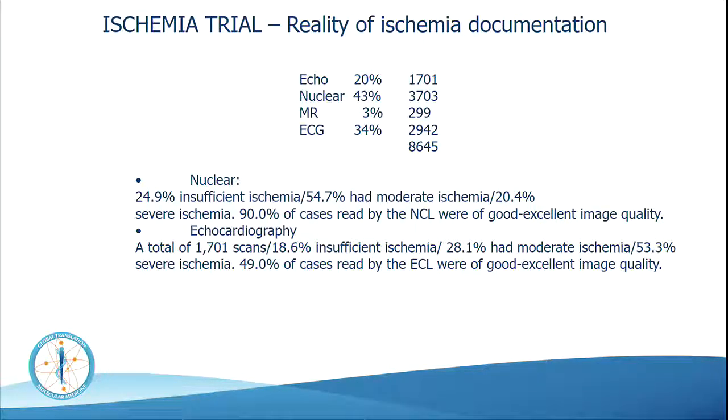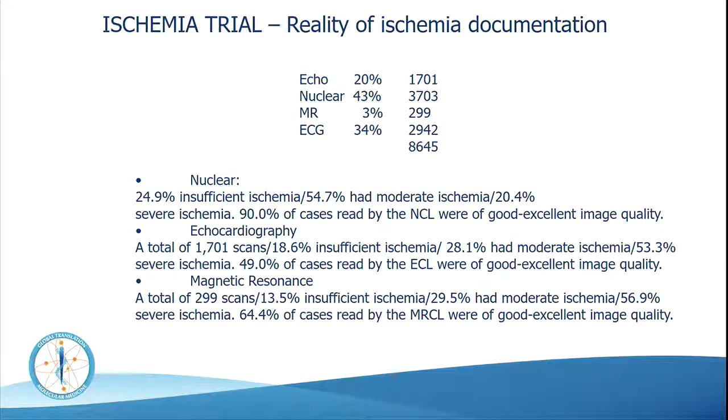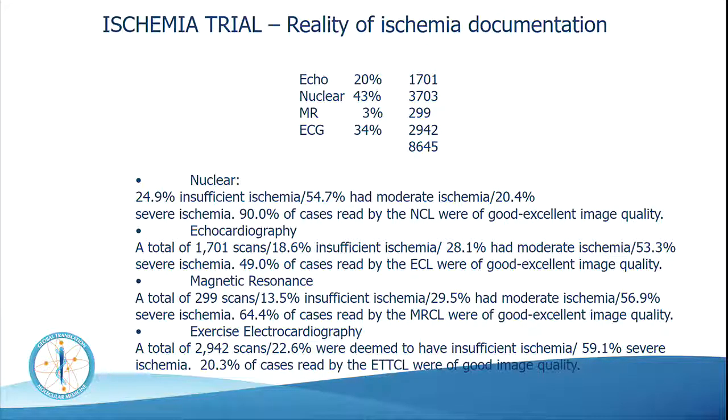From echo, 18% insufficient ischemia, 28% moderate ischemia, 53% severe, 49% read by the echo core lab as good or excellent quality. MR, 13% insufficient ischemia, 29% moderate ischemia, 57% severe ischemia, 64% read as good or excellent image quality. ECG, 22% were deemed to have insufficient ischemia, 59% severe ischemia, and only 20% of cases were of good quality.